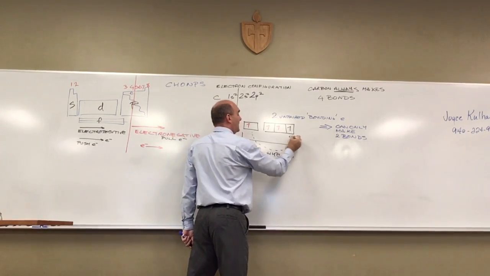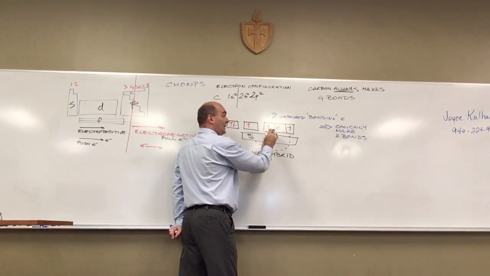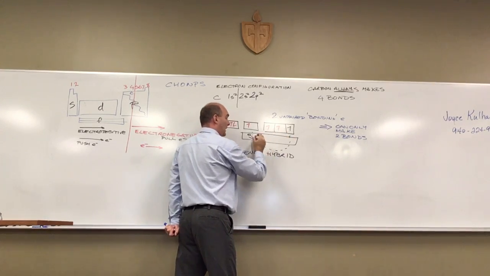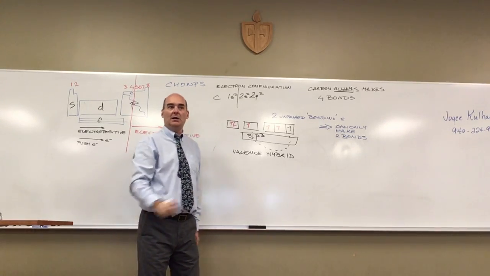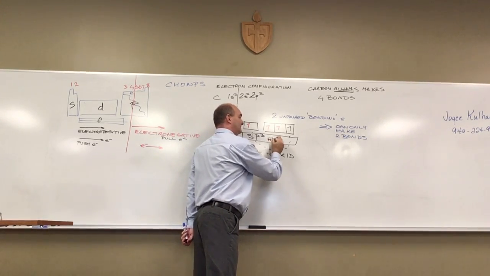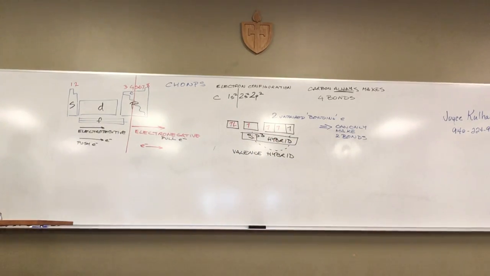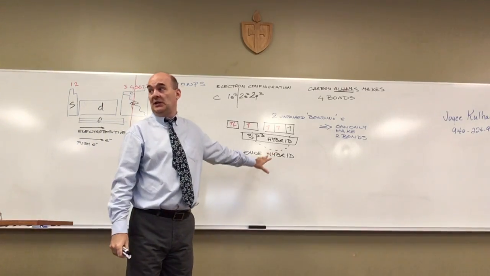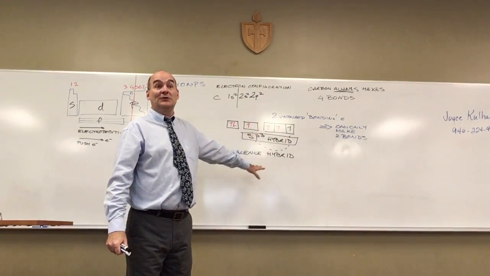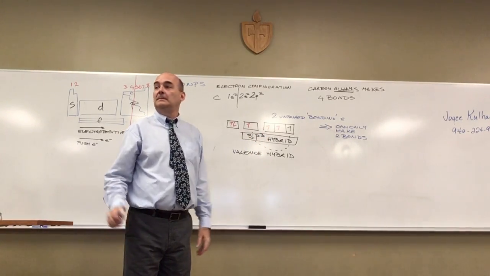This hybrid right here consists of an S and a P and a P and a P. And we call that an sp3 hybrid. sp3 is now synonymous for the rest of your education with 4 single bonds to a central carbon. That's going to be the majority of what we look at. It's also called tetrahedral. Its geometry is tetrahedral. We're just going to call it sp3.